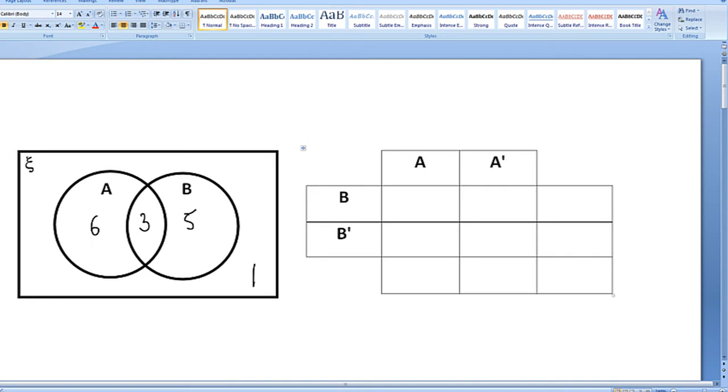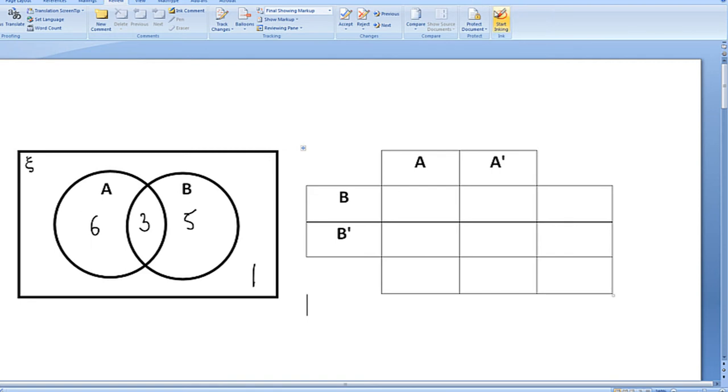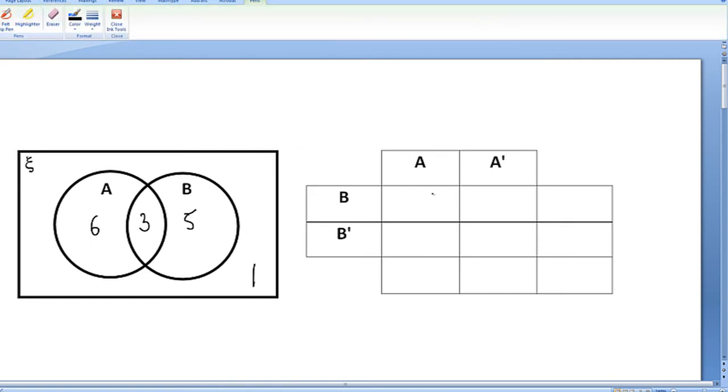So a couple of things that are important to note about the two-way table. Basically they're all intersections. These 4 represent the intersections. So this here will be the intersection of A and B. This is the intersection of A and not B. This is not A intersect B, and this is not A intersect not B.